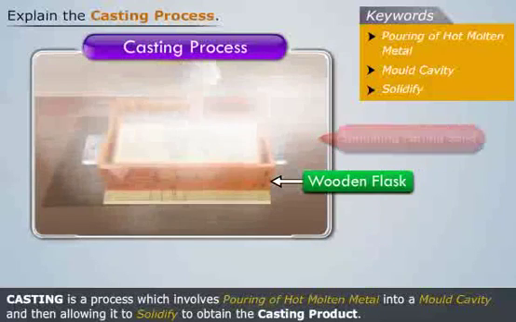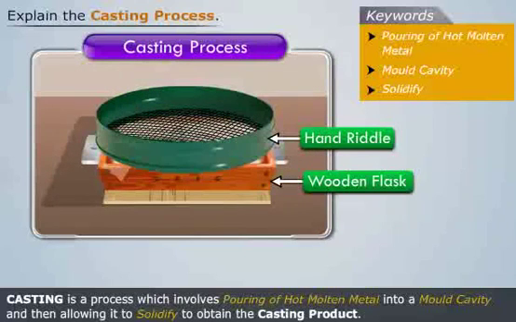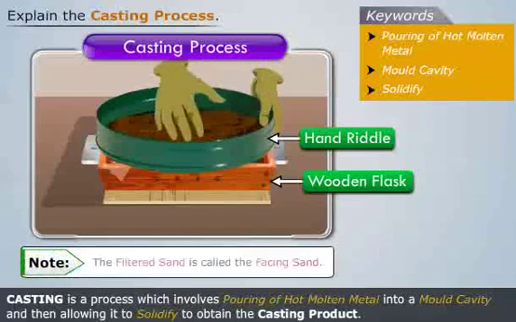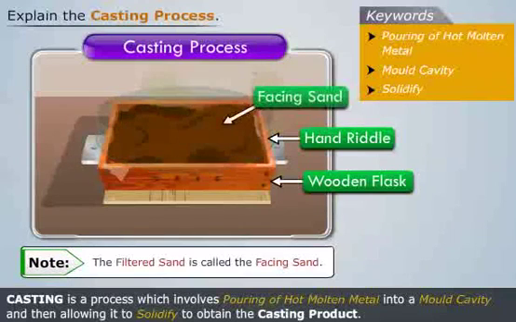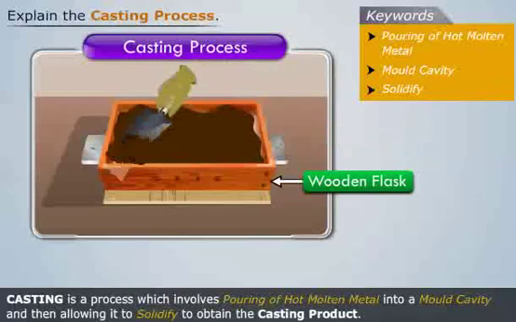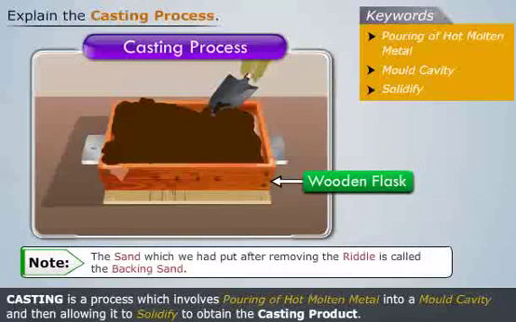Then place a hand riddle on top of the flask. Now put some sand in this riddle and then filter the sand. Note that the filtered sand is called the facing sand. Now remove the riddle and put some more sand in the flask till it gets filled completely. Note that the sand which we had put after removing the riddle is called the backing sand.